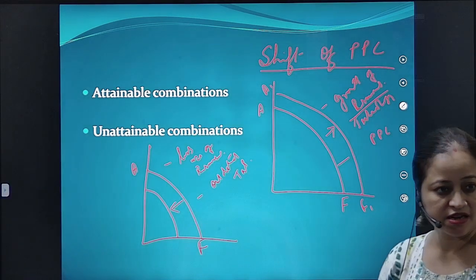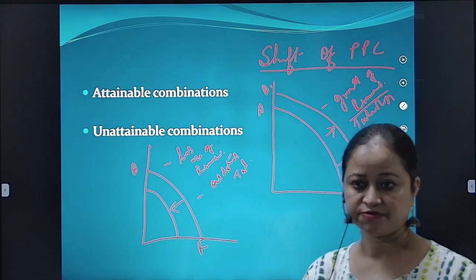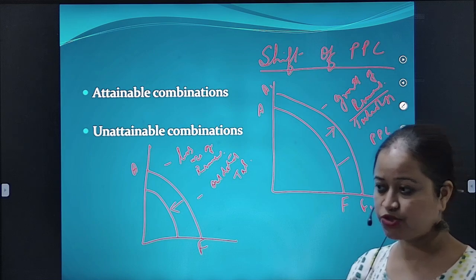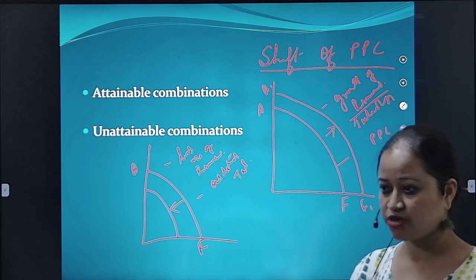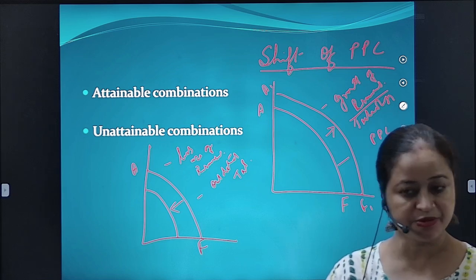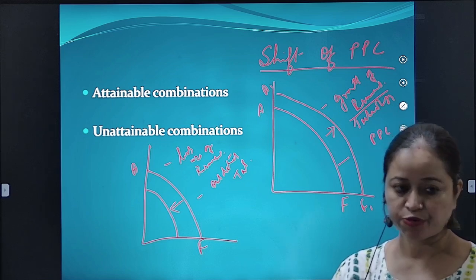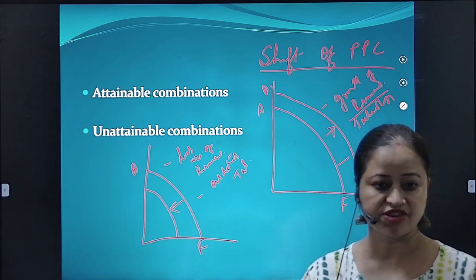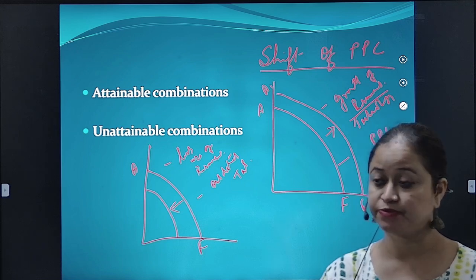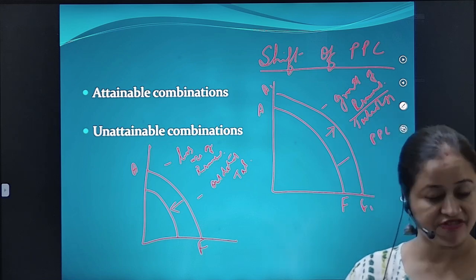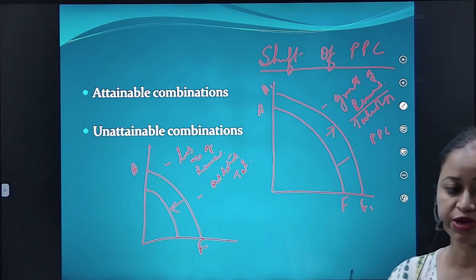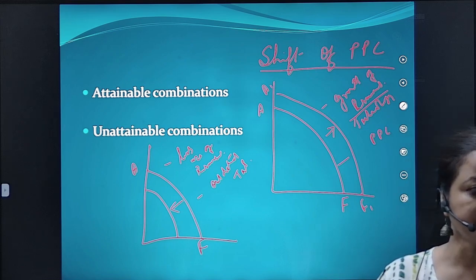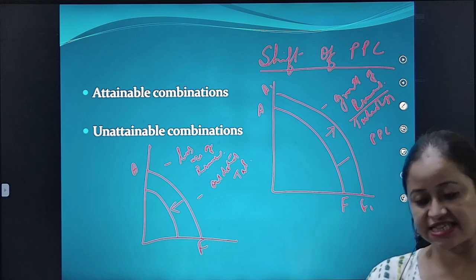Am I clear? Clear or not? Understood or not? Understood. So PPC is clear, no? Everybody's PPC is clear? कोई problem नहीं है PPC? So PPC is convex or concave in shape? Concave in shape, yes. PPC is downward sloping from?